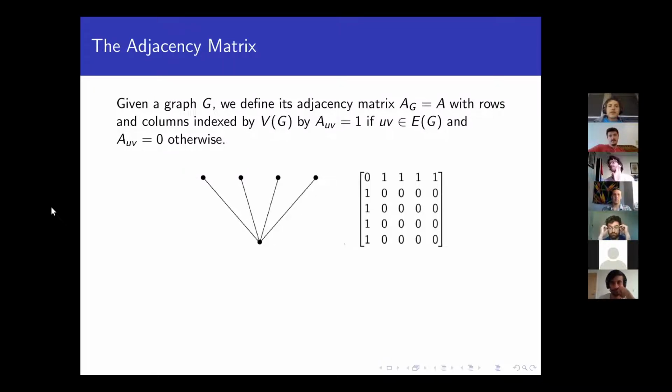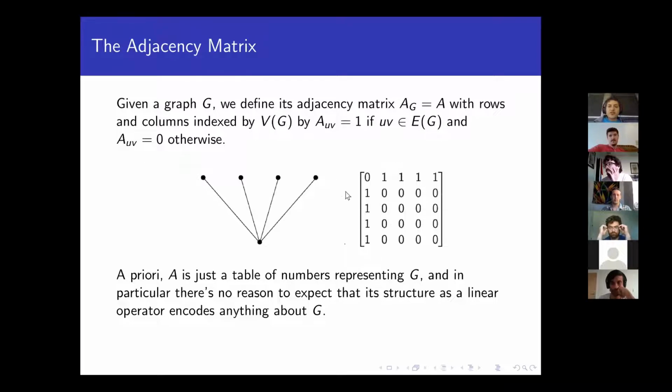Really, this matrix is just a convenient way to write down what this graph is and to maybe input into a computer. The fact that it's also a linear operator a priori shouldn't really matter. The fact that we can multiply this with itself shouldn't mean anything. But it turns out, shockingly, that it does. And that's really what spectral graph theory is all about: exploiting the linear algebraic properties of this matrix and using it to say combinatorial facts about our original graph.